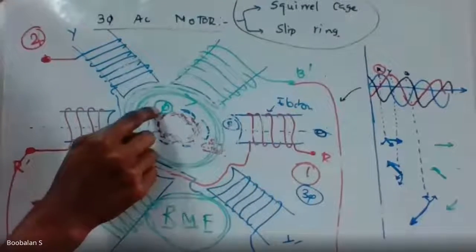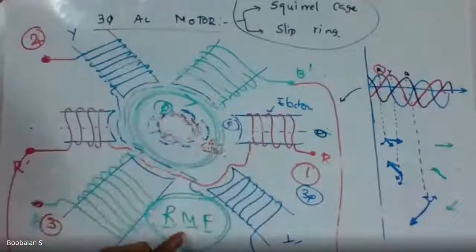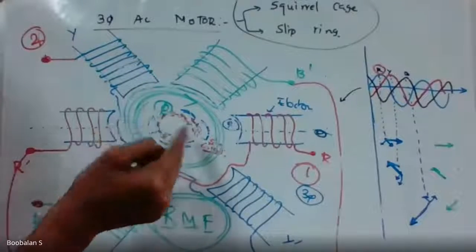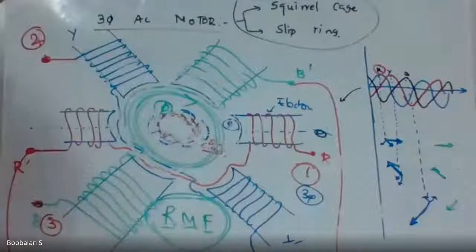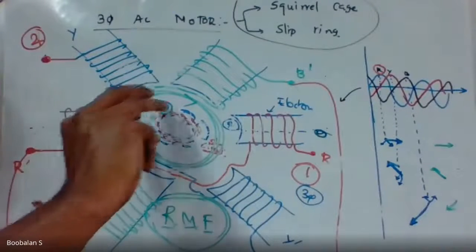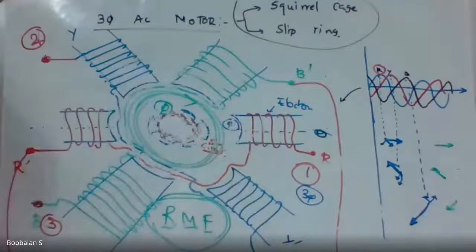There is one more field already rotating. That is called the RMF. There is one more flux line built on my rotary part. These two flux lines interact with each other. Now repulsion and attraction force is created. Now the rotor starts running. So this is why the three-phase motor starts running, right?